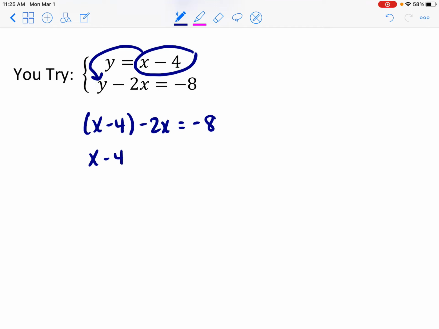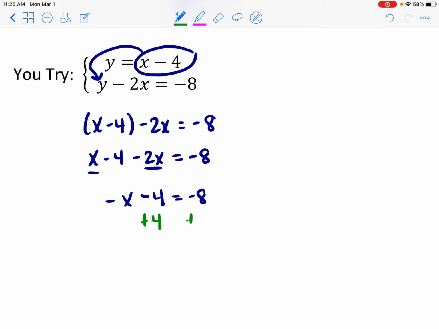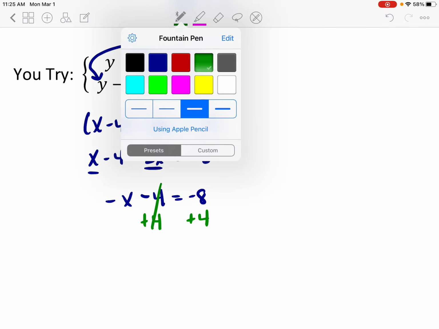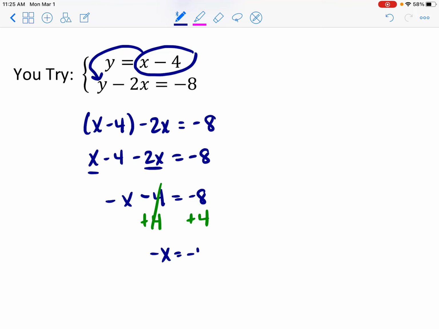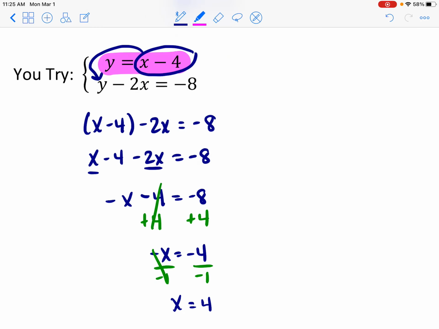So I have x minus 4 minus 2x equal to -8. If I combine these like terms, I have -x minus 4 equal to -8. I'm going to add that 4 over. So I have -x equal to -4. And then lastly, I'll divide both sides by -1, which tells me x has to be positive 4. So there's the first part of my solution. Now I'm going to plug back in to, again, my first equation so I can figure out what the y value is in my solution.